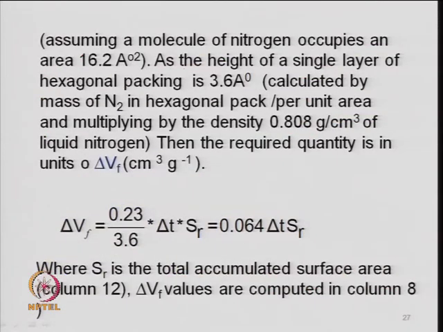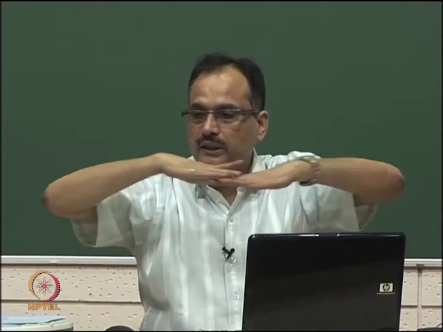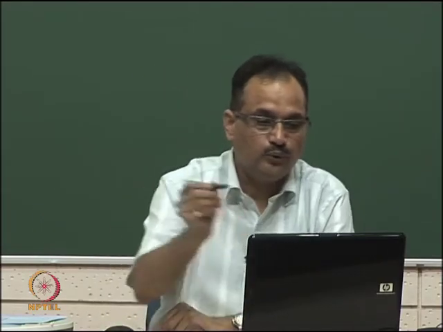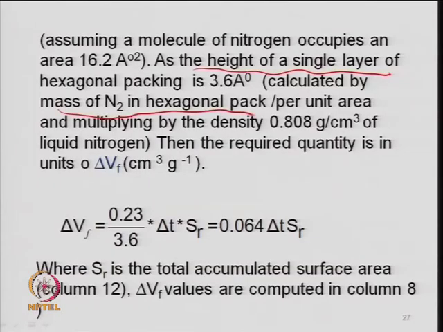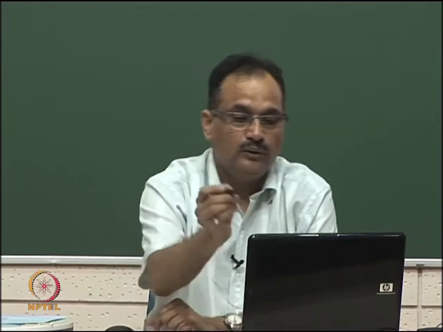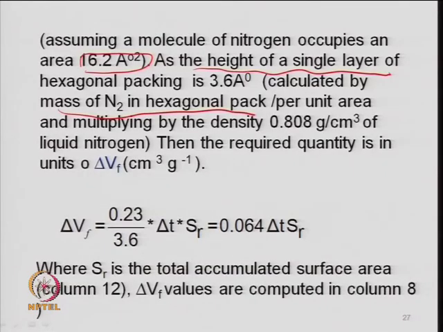Now we are interested in calculating the height of a single hexagonal layer. We are assuming that the nitrogen molecules that adsorb on the surface are arranged in an array, one stacked over the other. So, if you know the mass of nitrogen in the hexagonal pack per unit area, which can be determined because you know the area, 16.2 angstrom square, that volume is known, and the molecular weight of nitrogen is known. So, this is the thickness, or height, of a single layer that I am calculating, T, which I have already shown earlier, 3.54. Here we have written it as 3.6 angstrom. So, for the hexagonal pack, the mass of nitrogen per unit area and the density, 0.808, are known. Multiply these two, and you get the value of the nitrogen thickness.